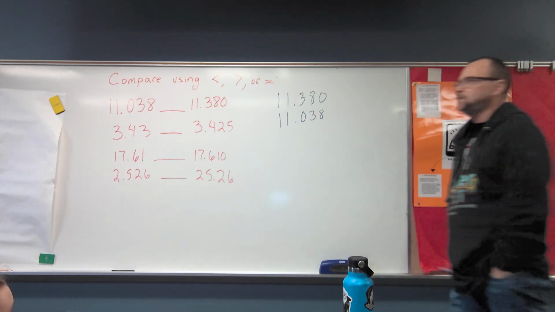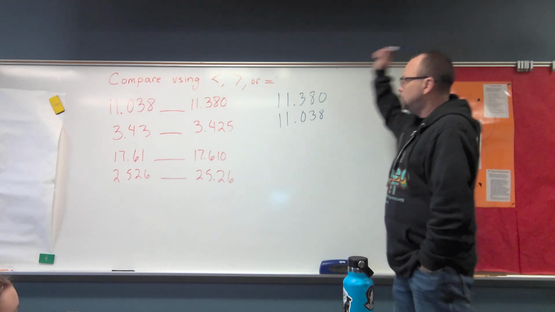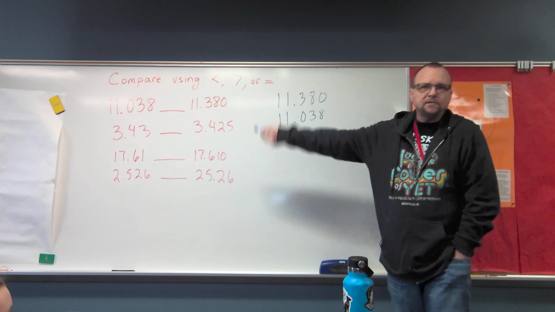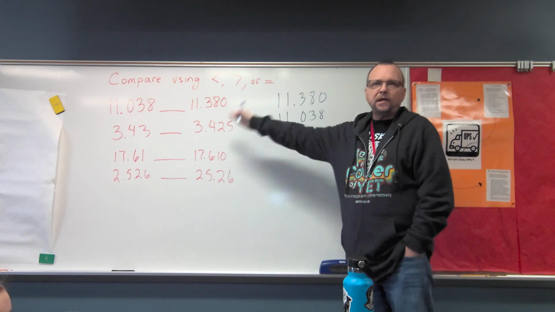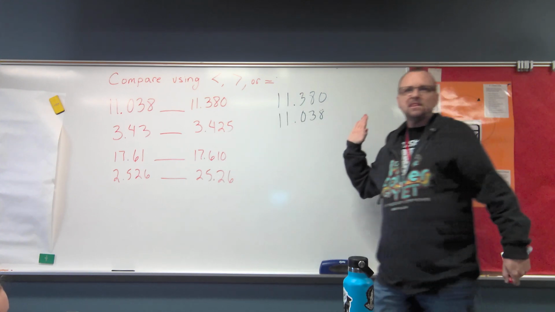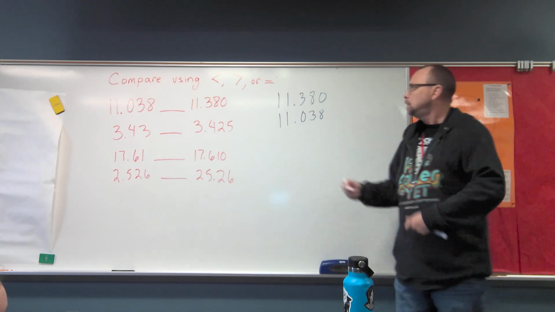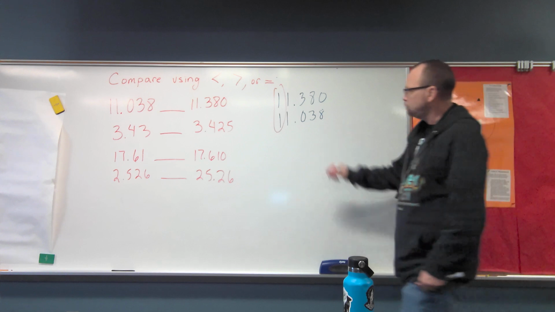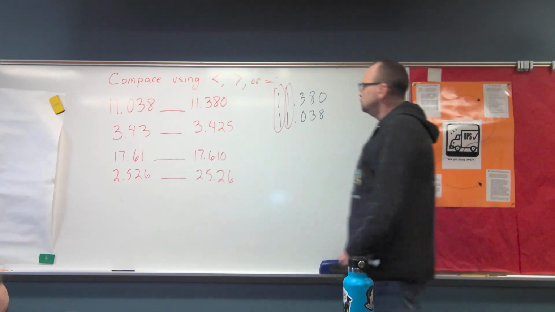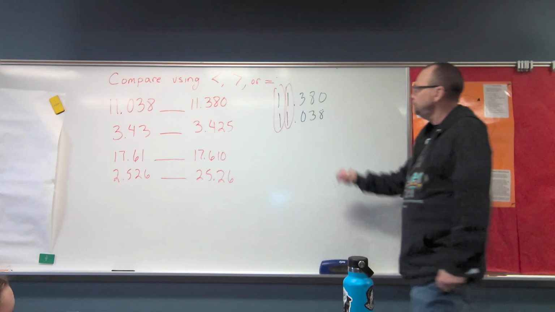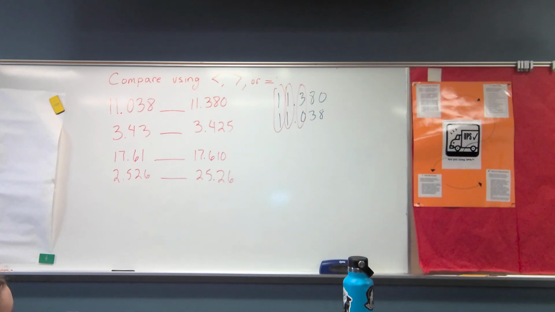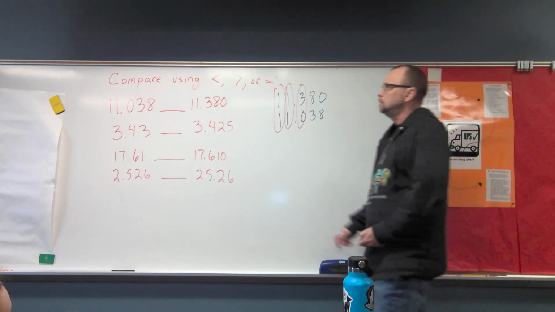I have my tens over my tens, my ones over my ones. My decimal points are over each other. Tenths over tenths, hundredths over hundredths, thousandths over thousandths. Then I start at the biggest place value and compare. Those are the same. Those are the same. Those are different. So the number that has a 3 in the tenths place is the greater number.